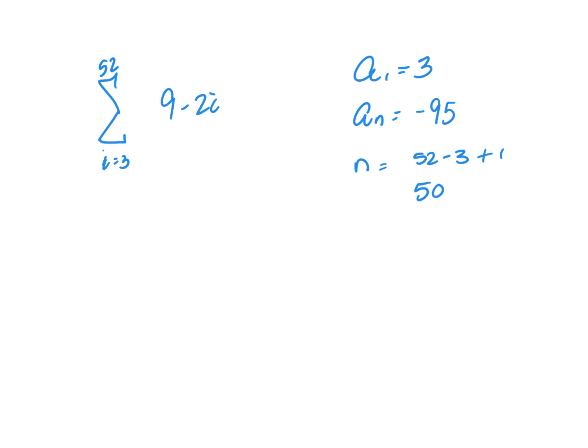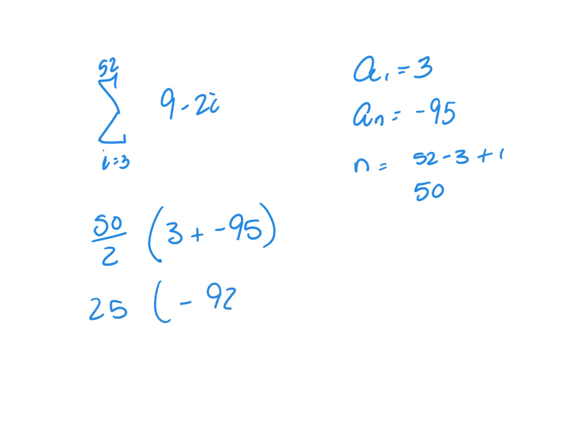Okay? So we have 50 over 2 times A1 plus AN. This is going to be a negative number. It's going to be 25 times negative 92. That is the answer.